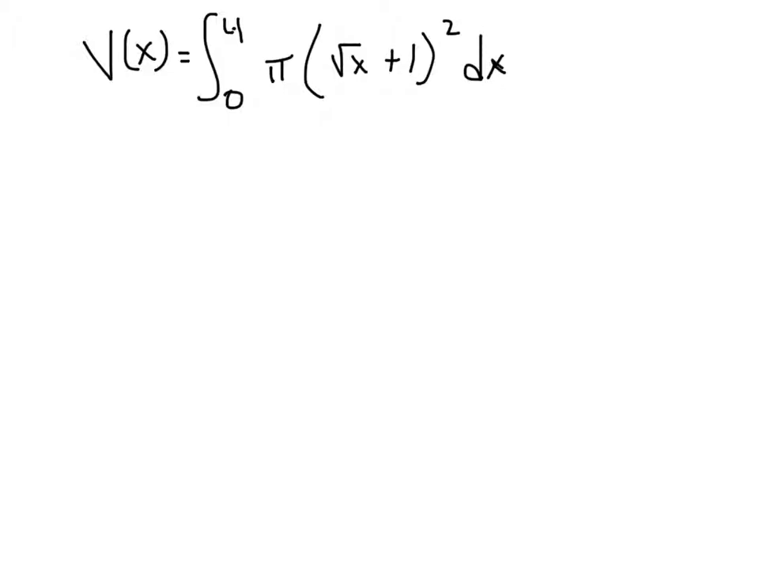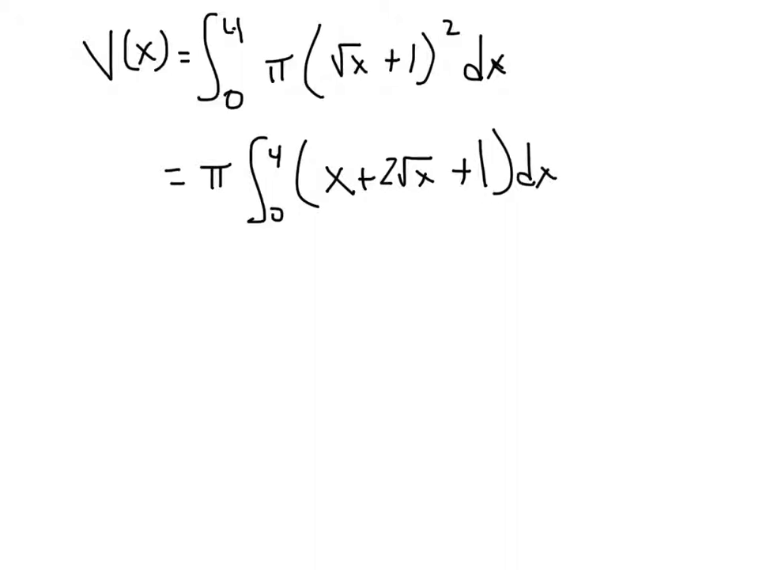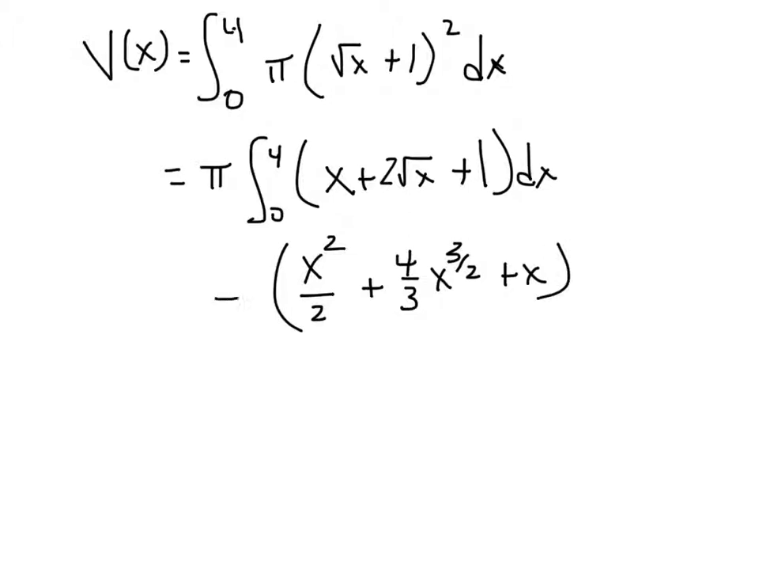I'm going to do this one by hand again, simply going to FOIL it out. I can factor out that pi. So I end up here with x plus 2 square root of x plus 1. Little antiderivative action gives me x squared over 2. This one's going to be 4/3 x to the 3/2. And this one's going to be plus x. That's all multiplied by pi, and we're evaluating from 0 to 4.